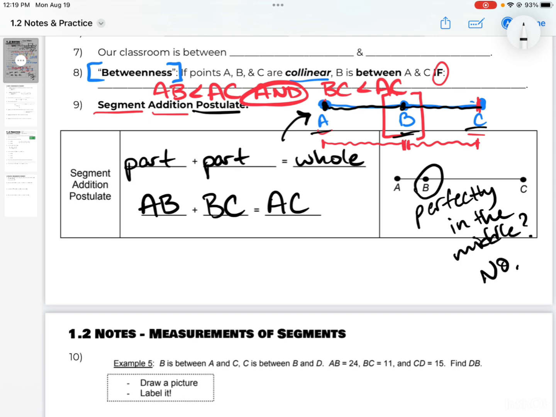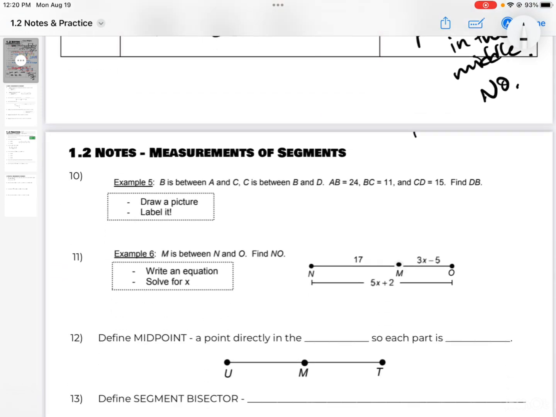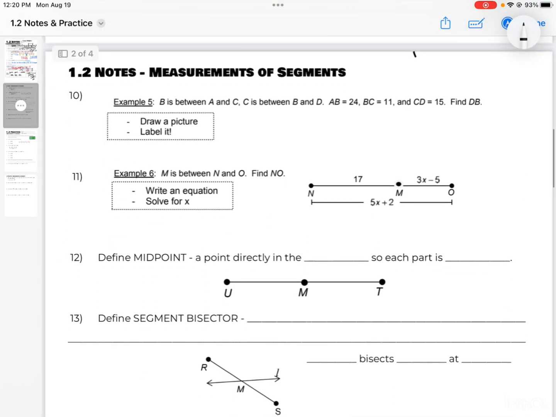No, it's not perfectly in the middle. It doesn't have to be perfectly in the middle to be in between. In this situation, it's a lot closer to A than it is to C. And that's okay because it's still between them. All right, moving on.